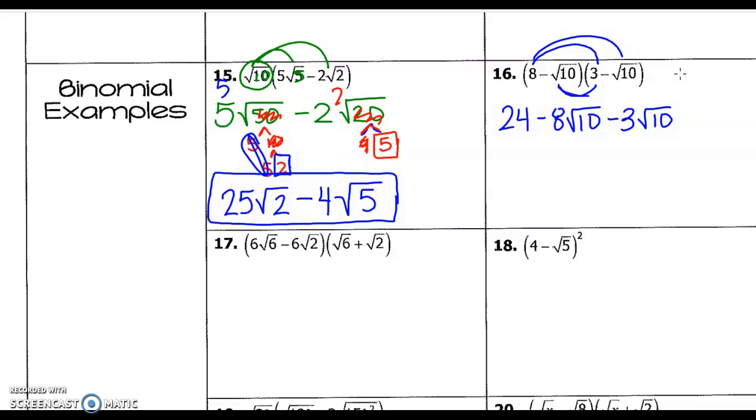And then negative radical 10 times negative radical 10. Outside, negative times negative becomes positive. Inside, 10 times 10 is 100. And the square root of 100, I know I can go ahead and make 10.